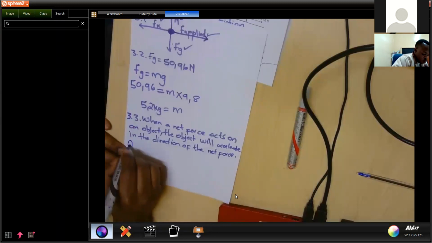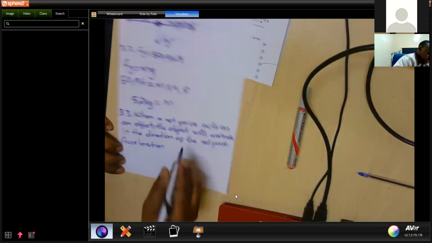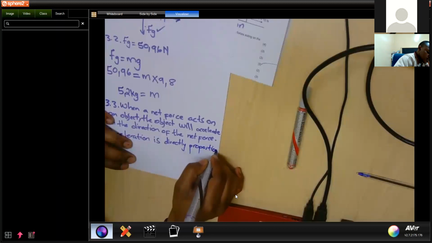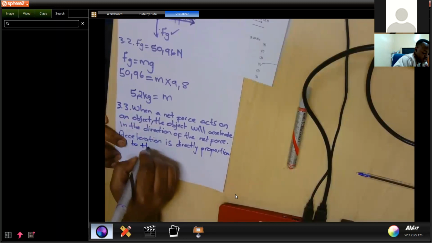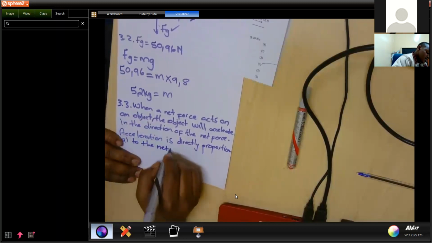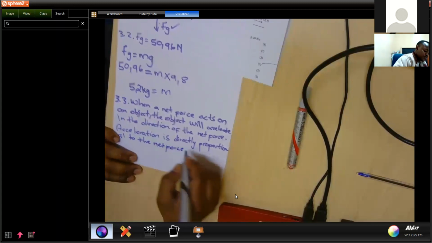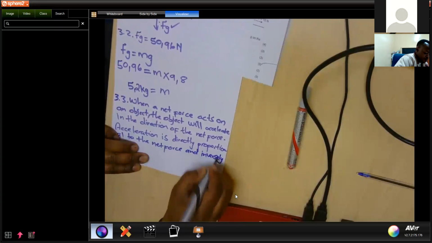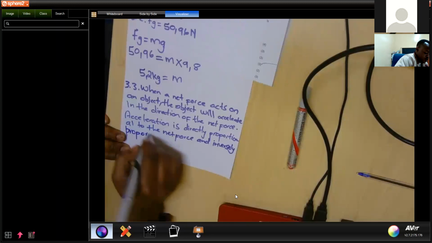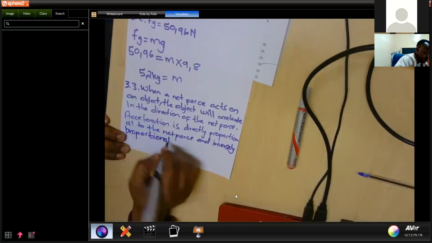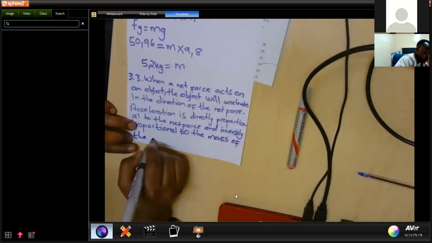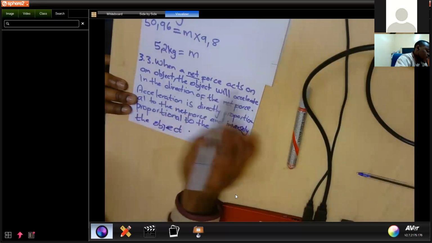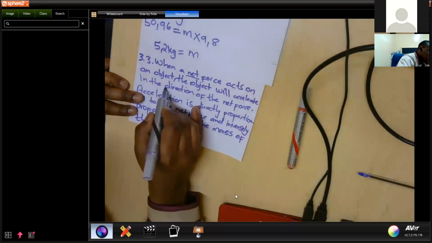And then it says acceleration is directly proportional to the net force and inversely proportional to the mass of the object. So when a net force, remember that with net must be there. When a net force acts on an object, the object will accelerate in the direction of the net force.